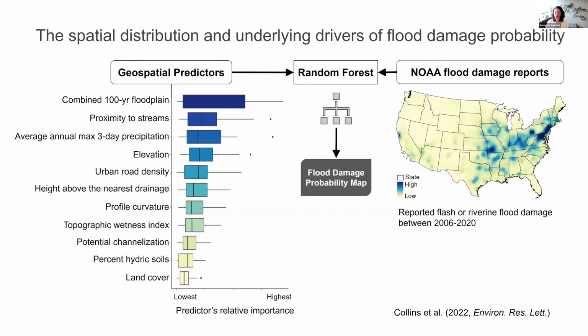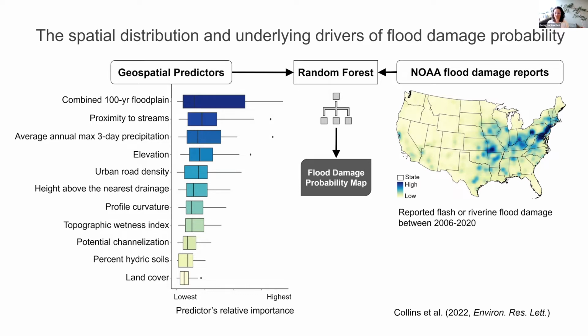Alyssa used several geospatial predictors and actual reports of flood damage to train a random forest model that predicts flood damage probability across the nation. She used data compiled by NOAA, as I'm showing here, with records from 2006 all the way through 2020. The map on the right side of this figure then displays the density of those reported events, all associated with riverine and flash flooding. So you can see that darker tones of blue represent higher density of reported events.